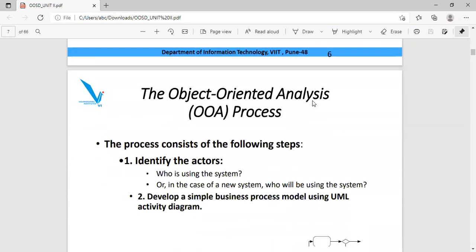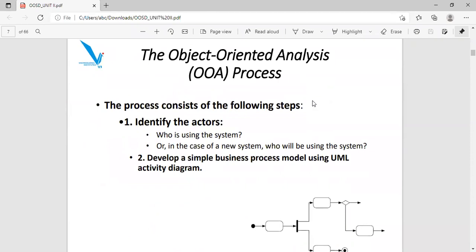Now let's understand how we are going to remove these difficulties with the help of the object oriented analysis process, which is called OOA. The process consists of steps, where first we have to identify the actors. We have to know who is using this particular system, right? We already performed this task in our first assignment.